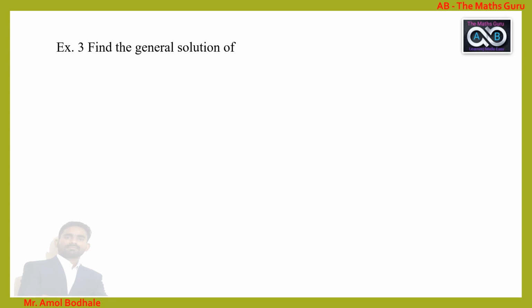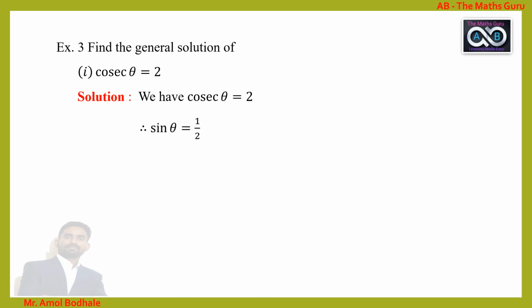Let's see the next example. Find the general solution of cosec theta equal to 2. So again we have given cosec theta equal to 2. To solve this example, we must convert the given cosec in terms of sin, cos, tan. We know that cosec is the reciprocal of sin. So if we take the reciprocal on both sides, sin theta equal to 1 by 2. We know that sin is 1 by 2 for the angle pi by 6. So sin theta equal to sin of pi by 6. So we replace this half by sin of pi by 6.